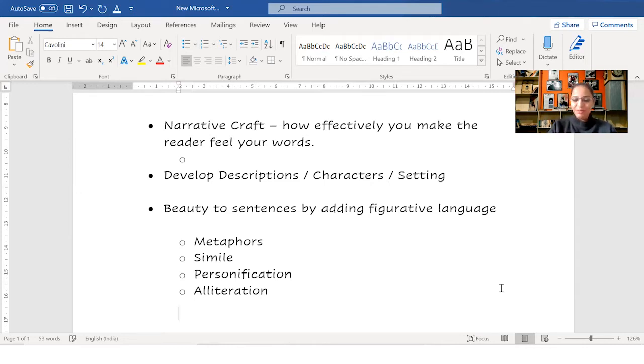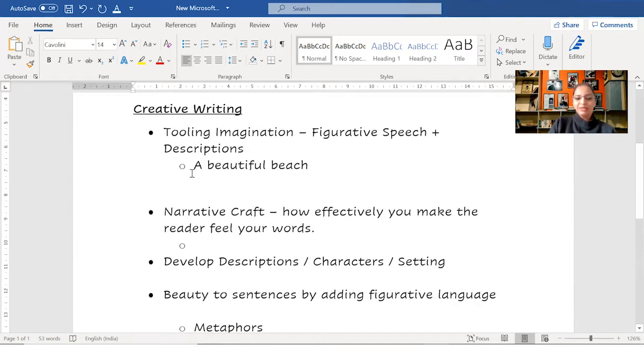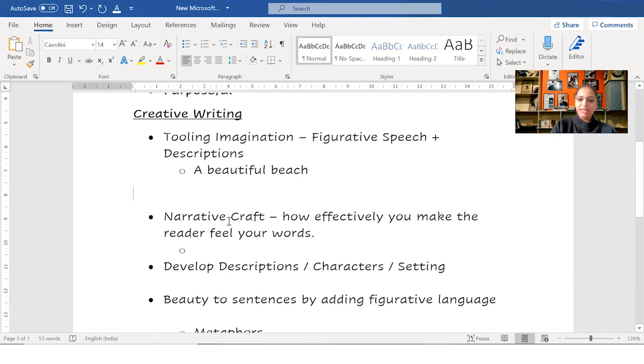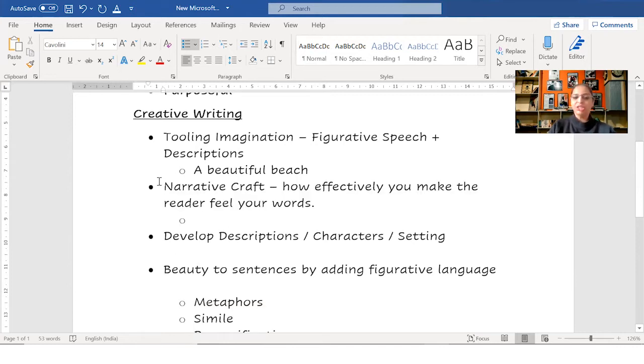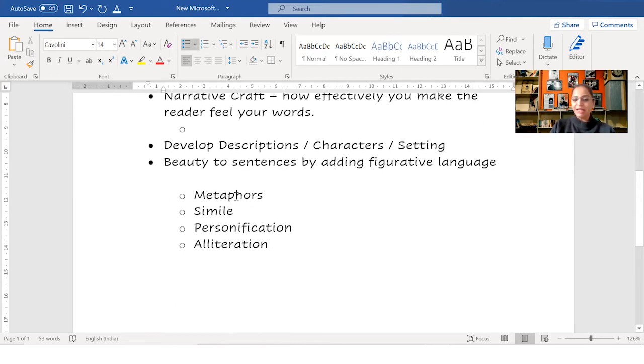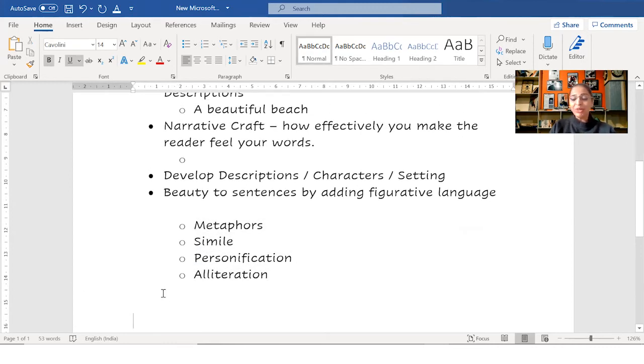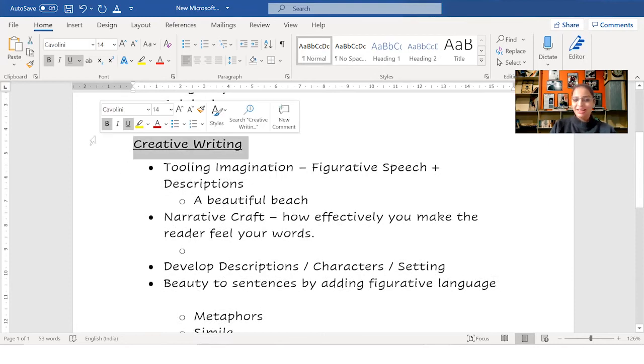And what is the purpose of all this? While you do this, you have understood that creative writing is about tooling imagination. It is about the narrative craft. It is about developing the descriptions. It is about adding beauty to the sentences by these many things. However, we are going to cover that later. But what exactly are you doing here after doing all this?